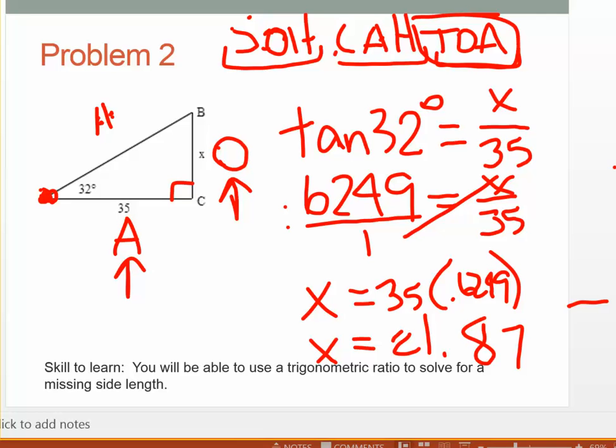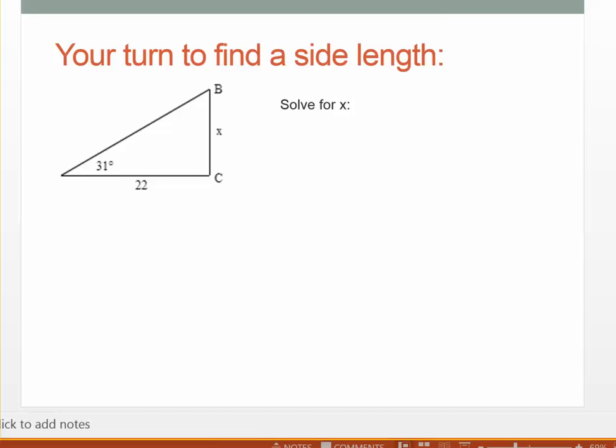Okay, now it's time for you to practice this on your own. So it's your turn to find a side length. You're going to solve for x using this problem. I'll pause for a moment, and then we'll go ahead and work that out.